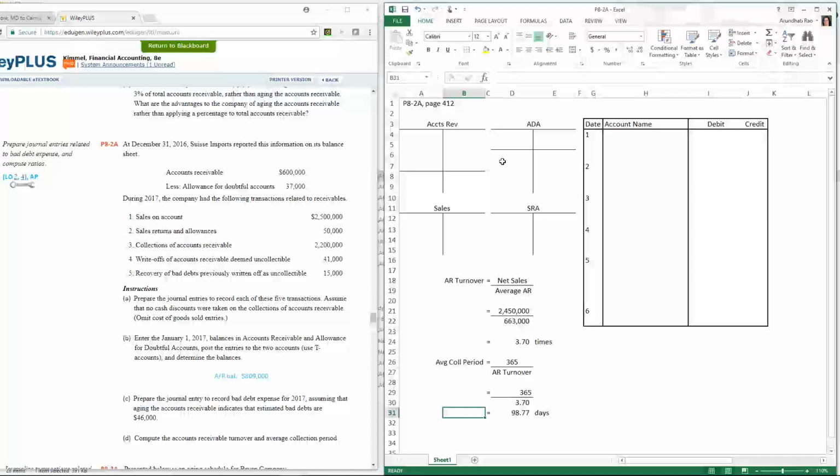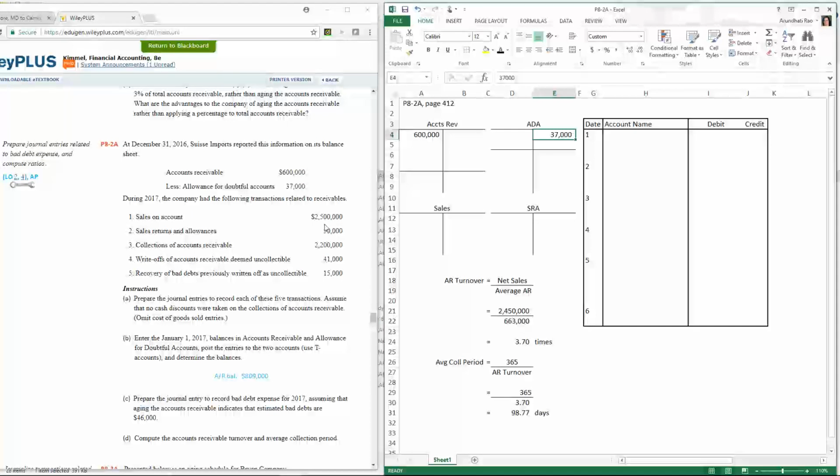So I have set up my journal and I've set up 40 accounts: accounts receivable, allowance for doubtful account, sales, and sales return and allowance. The accounts receivable beginning balance is given to me at 600,000. It's an asset, so it has a debit balance. Allowance for doubtful account is a contra asset account with a credit balance of 37,000.